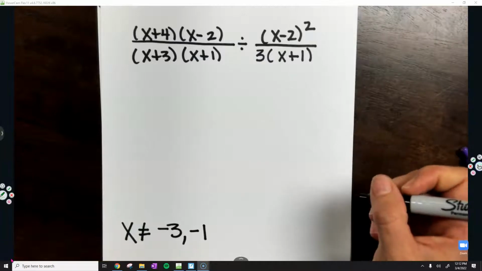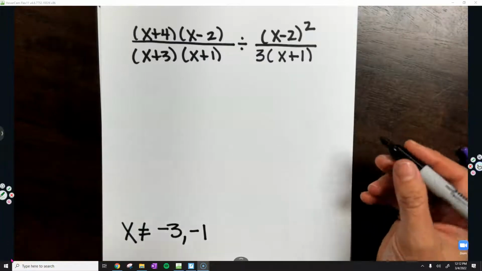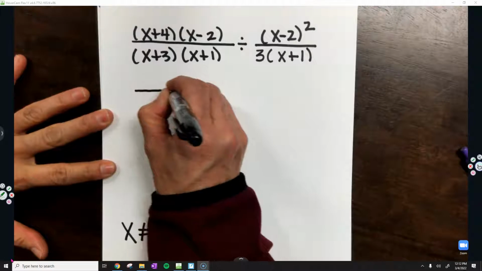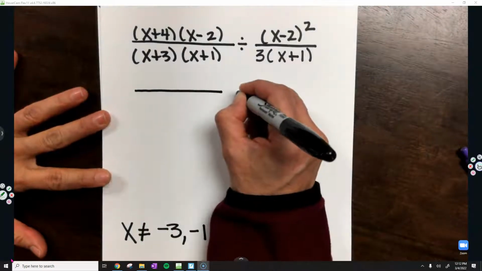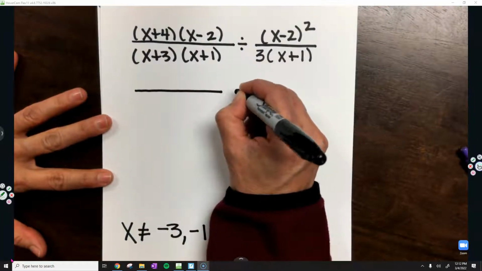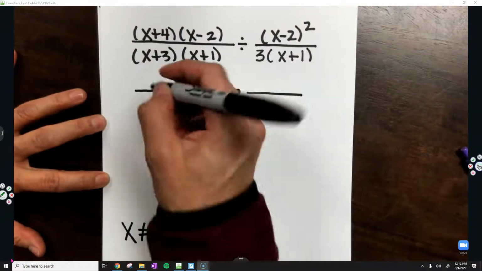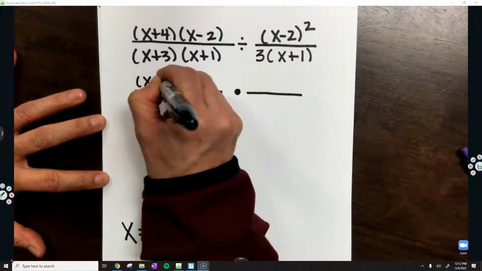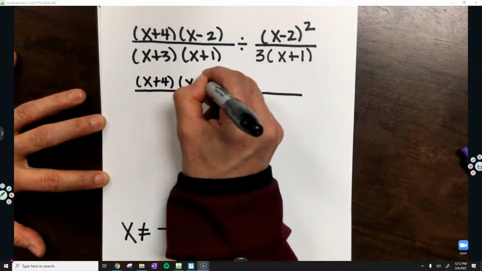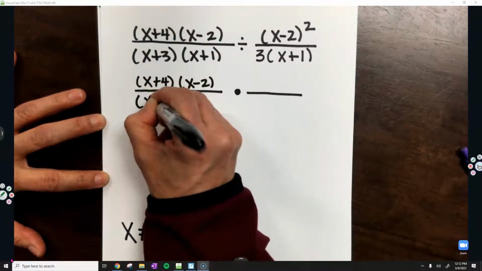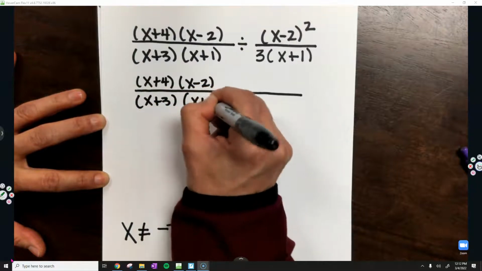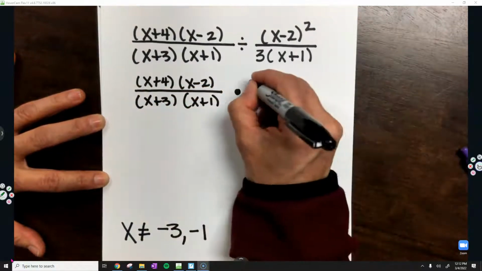All right, so now we're ready to keep, change, flip. So we're going to keep the first fraction as it is, change the division symbol to a multiplication symbol, and flip the second fraction upside down. So just recopy your first fraction as is. And then remember to flip the second one.